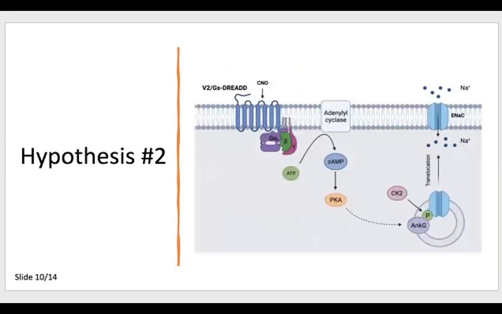One hypothesis I had was that ankyrin G and casein kinase 2 were involved. Ankyrin G, or ANKG, is a cytoskeletal protein that works with kinesin in anterograde transport toward the plasma membrane. And CK2, or casein kinase 2, is a protein kinase that is specific to serine and threonine residues. We speculated that the GS signaling pathway ultimately led to enhanced binding of ankyrin G to CK2-phosphorylated ENaC, which would mediate ENaC translocation to the plasma membrane through kinesin.